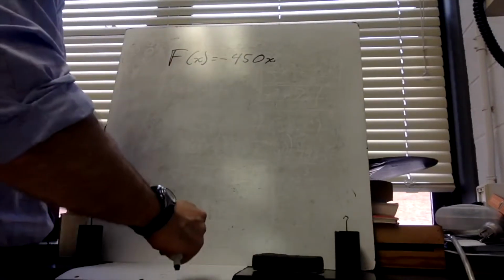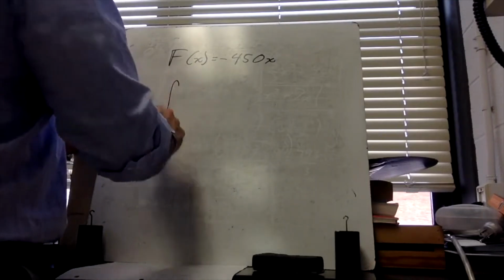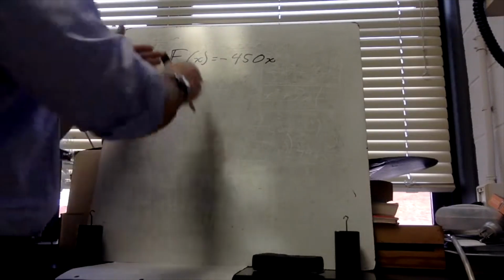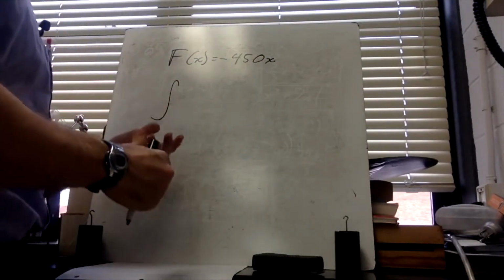Okay, having explained that, now we want to go from 0.2 to 0 meters. How much work is done? Why do we need this now? We need this because the force is changing. It's not a constant force anymore. When we have a changing force, we've got to do this.